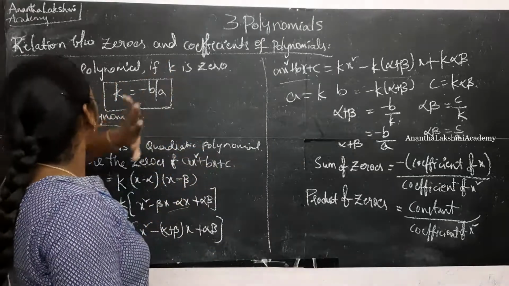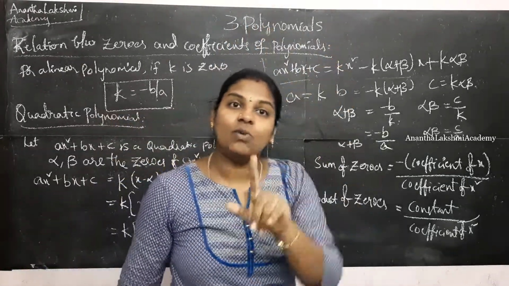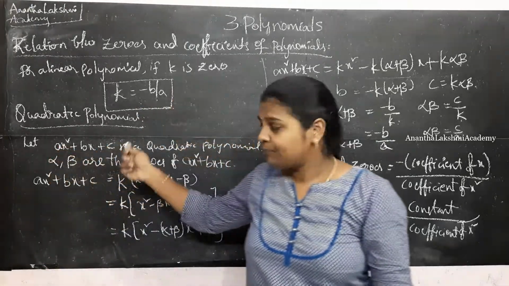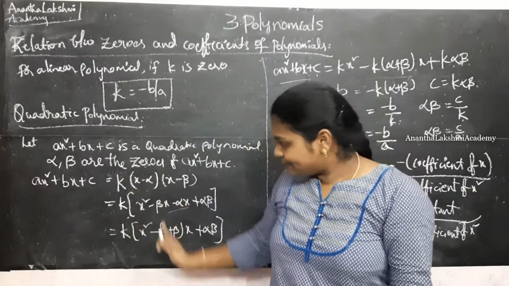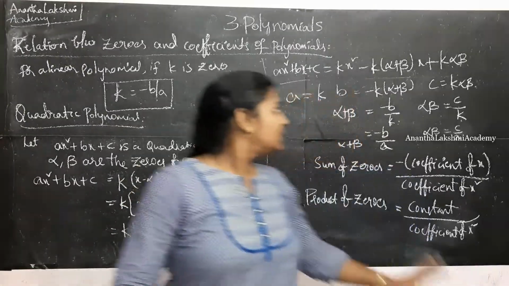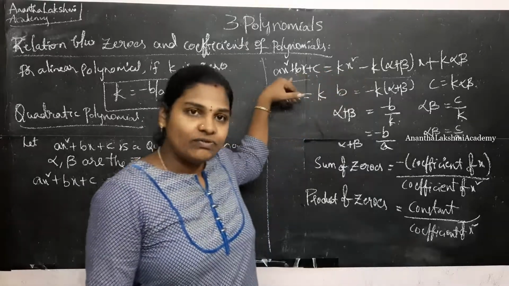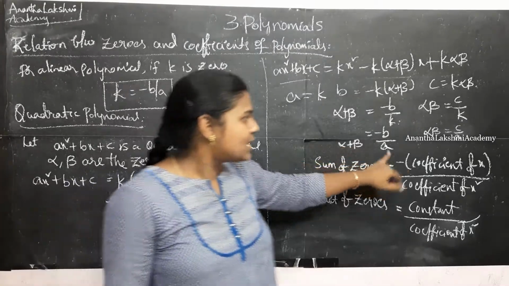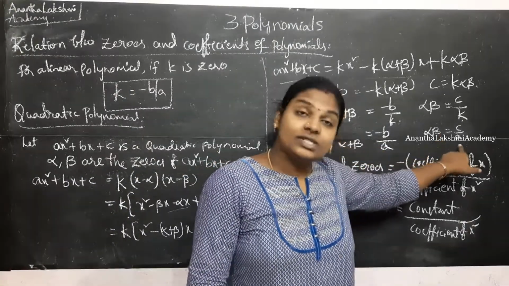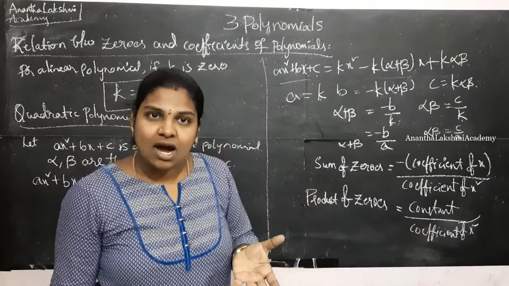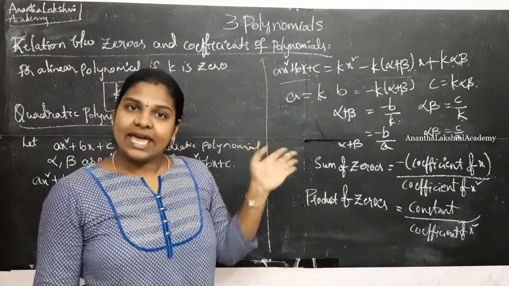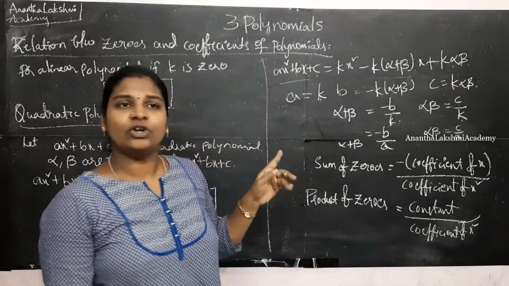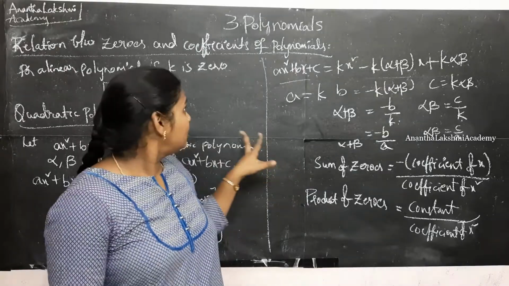Alright, so we got the relation between zeros and coefficients of a quadratic polynomial by assuming a quadratic polynomial ax square plus bx plus c and alpha beta being the zeros of it. We simplified the equation and then we equated the coefficients, which resulted in the sum of the zeros and the product of the zeros. Sum of the zeros is minus b by a and product of the zeros is c by a, where a, b, c are the coefficients of x square, x and the constant. Alright, so this is about the quadratic polynomial relation between zeros and the coefficients.